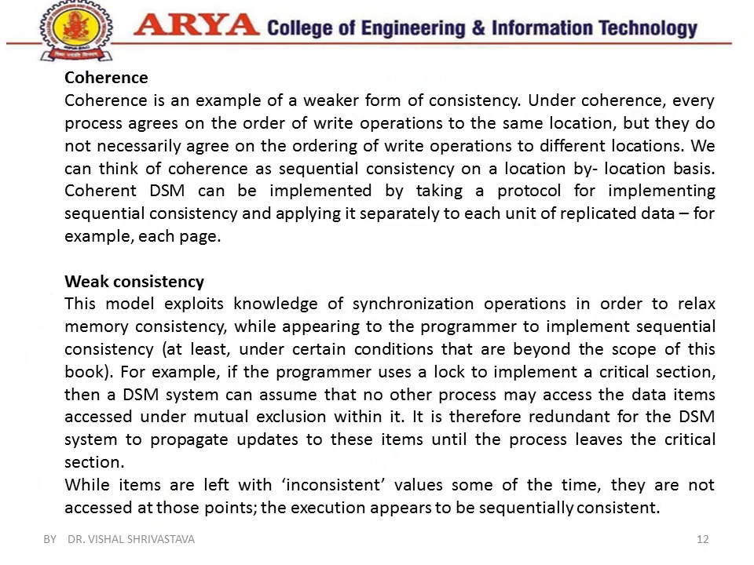Coherence is an example of a weaker form of consistency. Under coherence, every process agrees on the order of write operations to the same location, but they do not necessarily agree on the ordering of write operations to different locations. We can think of coherence as sequential consistency on a location by location basis.